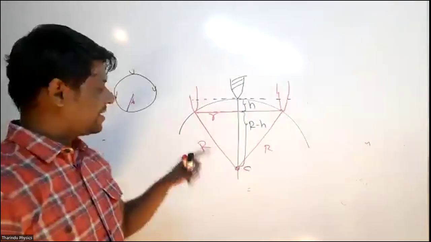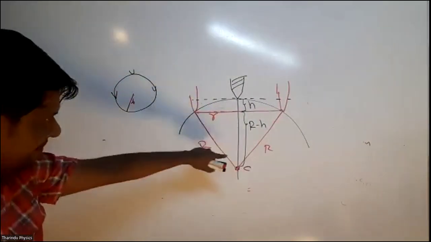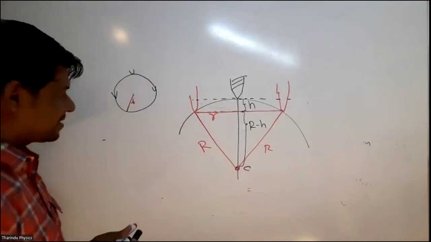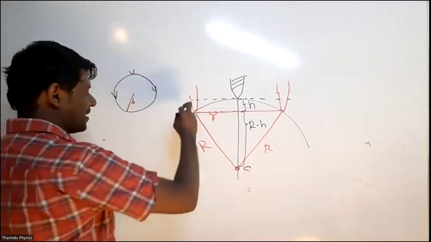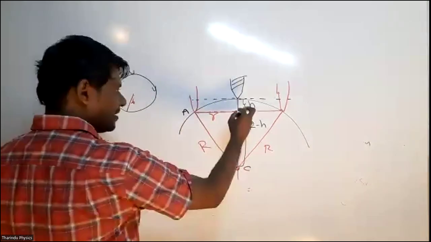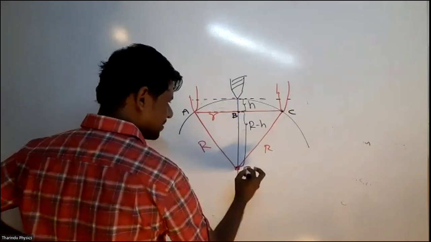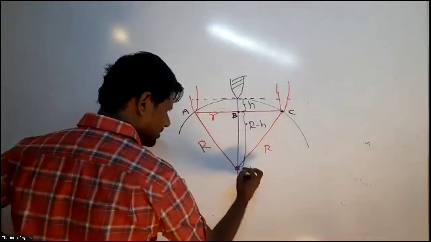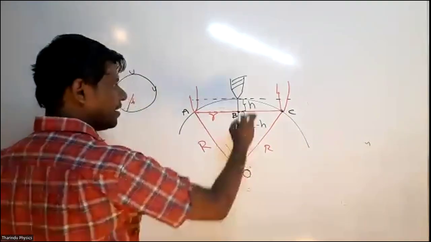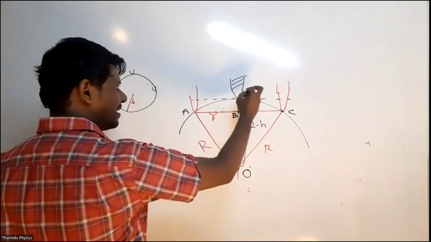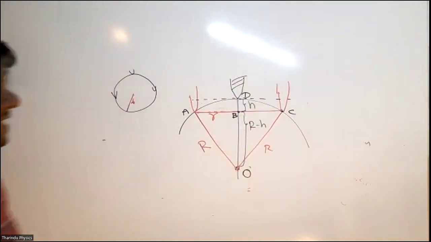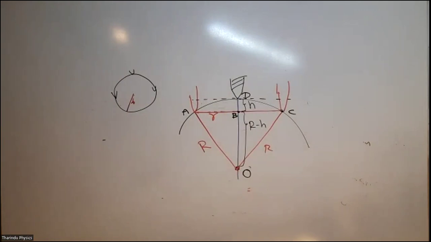Okay, my dear students, copy this diagram. I can mark this point as A, this point as B, this point as C, the center as O, and this point as D. A, B, C, D, and O. Copy that.